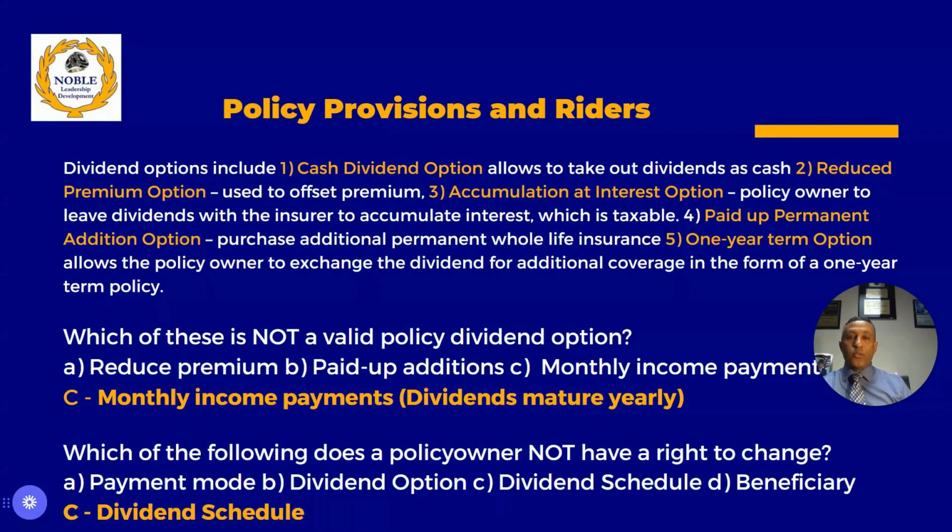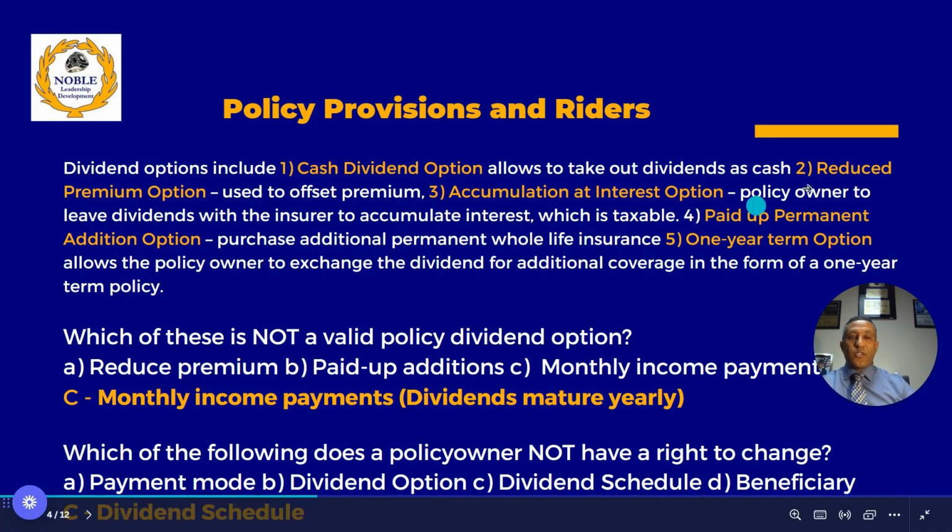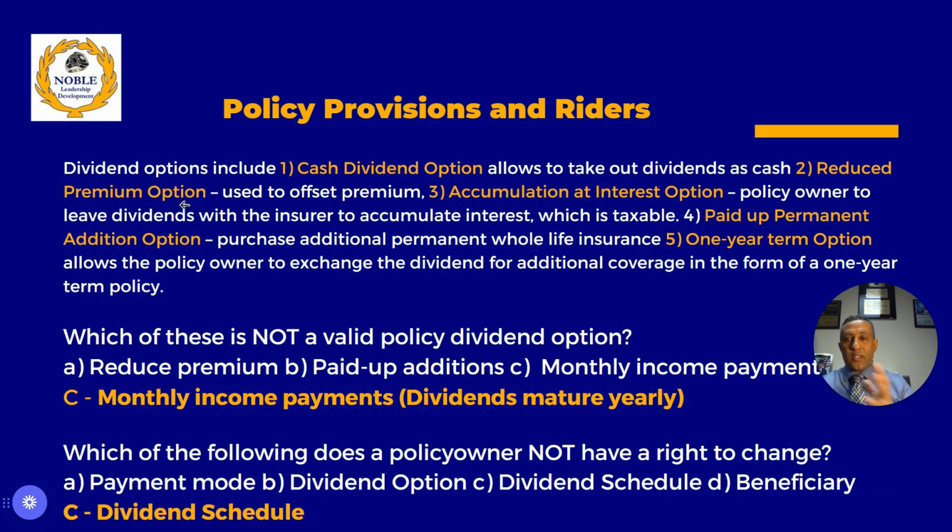Dividend options include, you can receive them as cash dividends. So you want to receive them as cash, you just take it out, you cash it out, right? Or you can use them to reduce the premium payment for the policy, right? So they can offset the premium from that. So that's the second option that people have. Or you can leave them with the insurance company to accumulate interest. It's called accumulation at interest option for the dividend. All of these are dividend options, right?